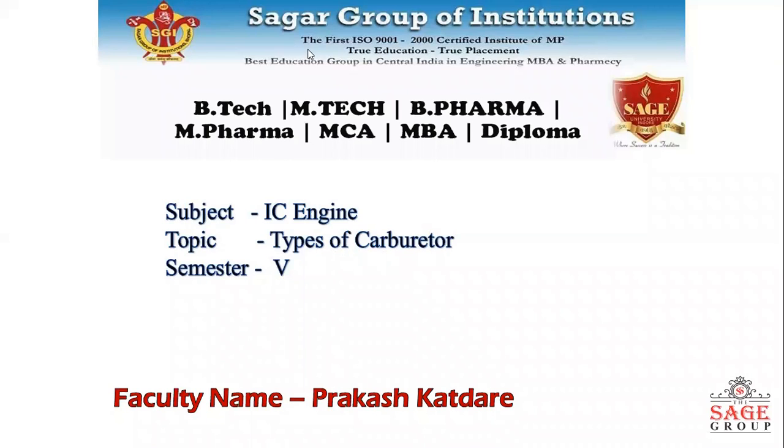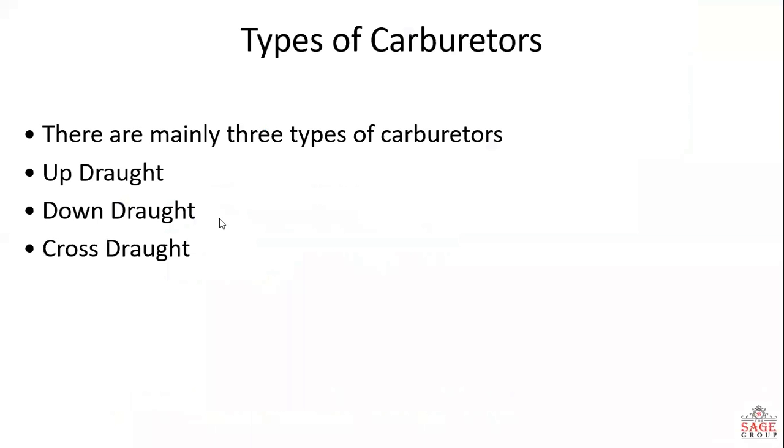Good morning. Today we are going to study about types of carburetor. There are three general types of carburetor depending upon the direction of airflow. The first one is updraft, second is downdraft, and third one is cross draft. Let's see them in detail.